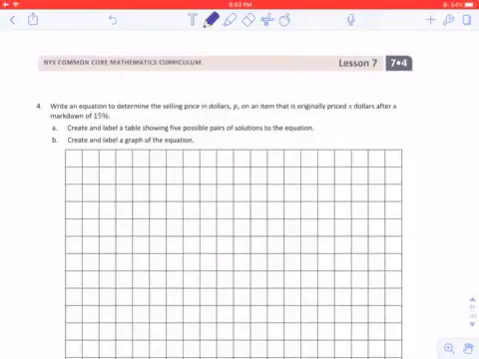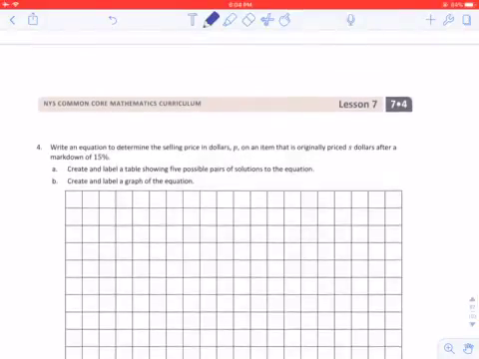So problem 4, go ahead, pause it, give it a try. This is a little confusing, so feel free to come back if you need my guidance. All right, so we haven't seen a problem like this yet, where we're doing an equation with these percent problems. So we want an equation to determine the selling price on an item that's originally priced S dollars after a markdown of 15%. So markdown, first of all, is discount. So we're decreasing by 15%. So if we're discounting by 15%, we must be paying 85%.